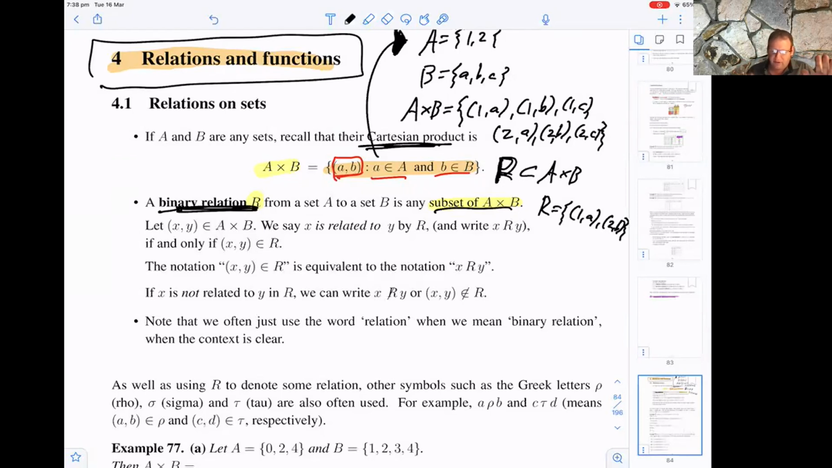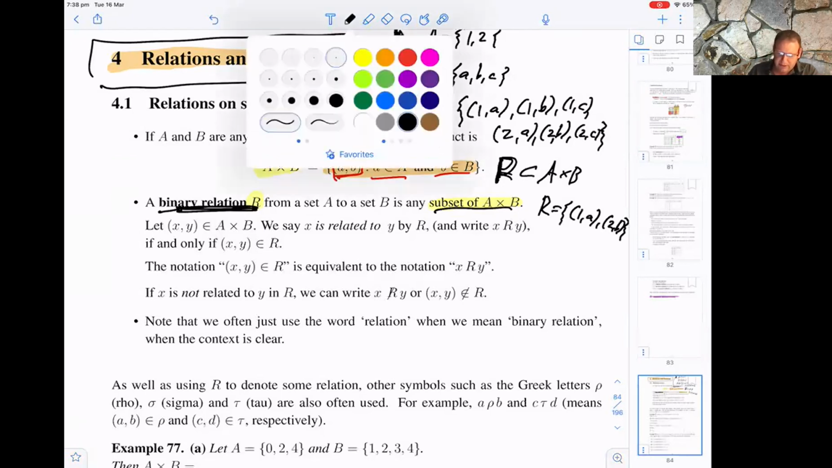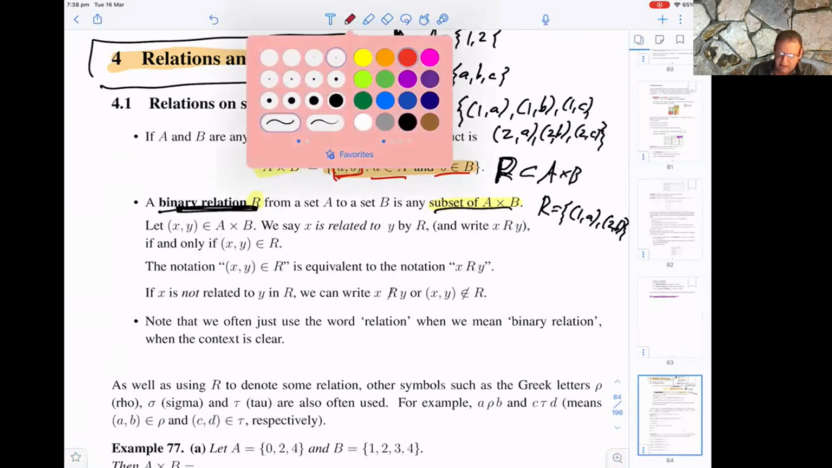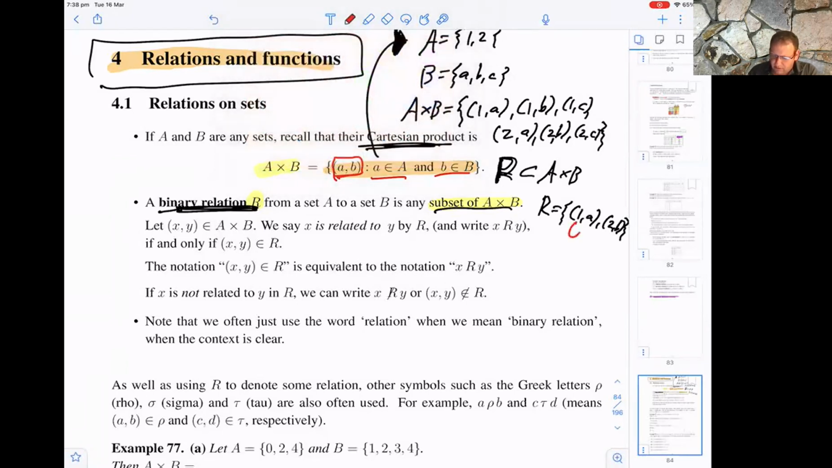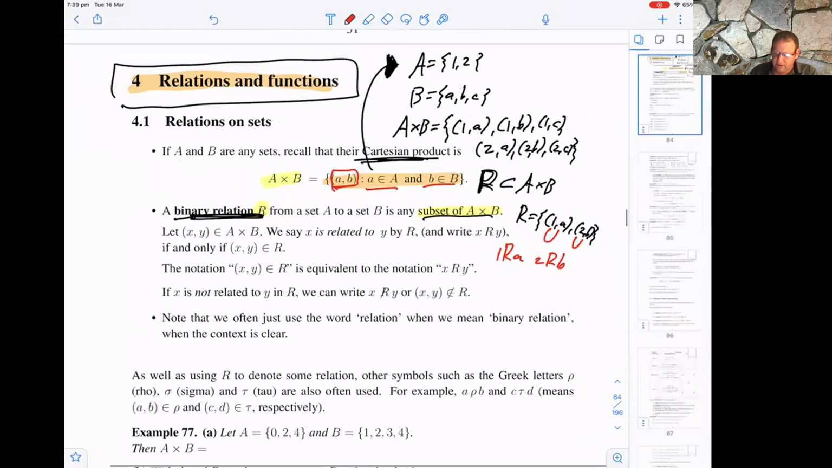The relation is, first of all, a subset. But the way I interpret it is it tells me that 1 is related to a and 2 is related to b. Sometimes I can write this as 1 R a and 2 R b. That's a relation. But it's just a subset of A cross B.